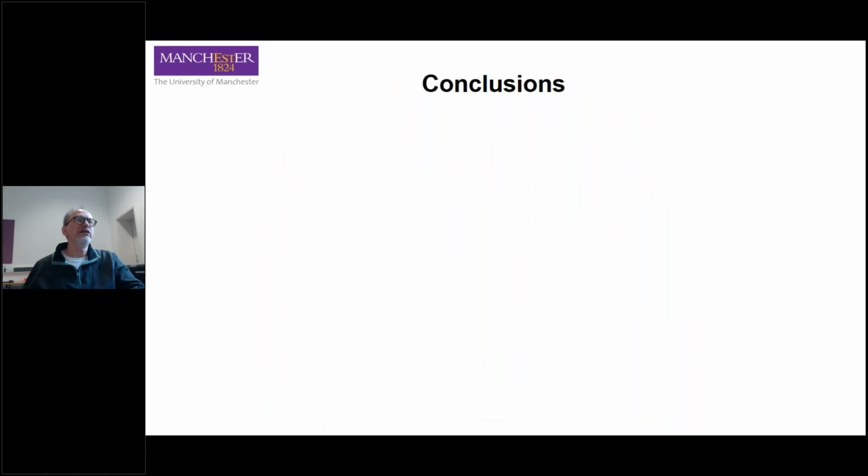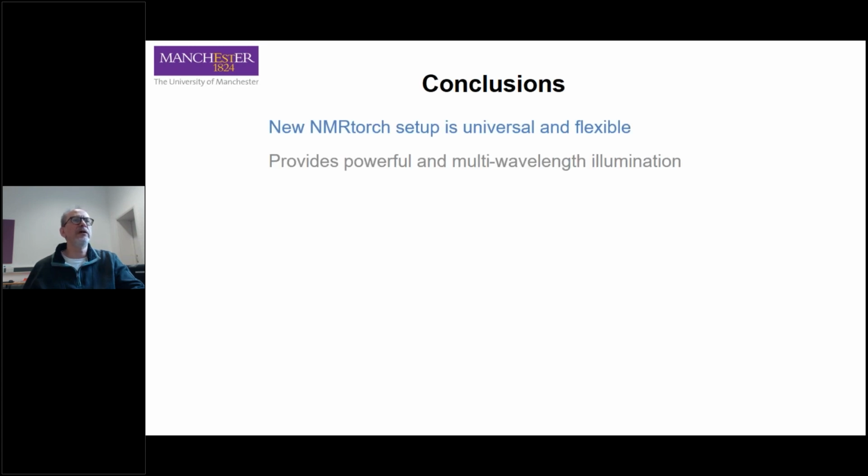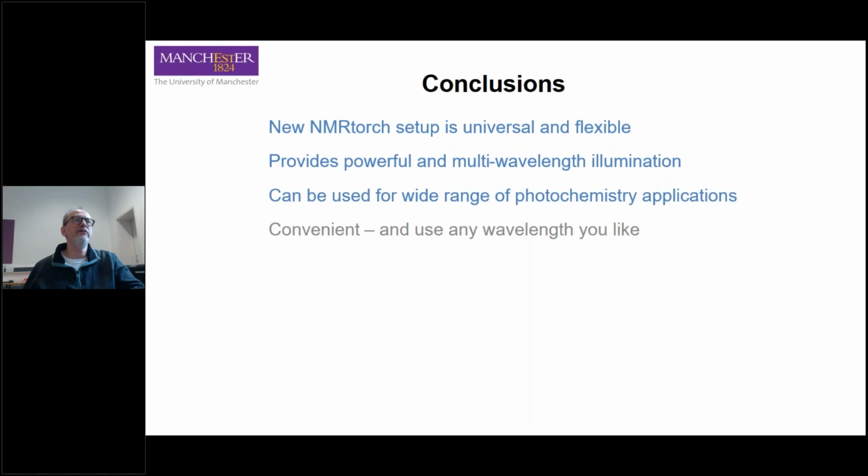As a conclusion, we can say that the new NMR torch setup is universal and flexible. It provides powerful and multi-wavelength illumination. It can be used for a wide range of photochemistry applications. In our experience, it is very convenient to use, with great flexibility in terms of wavelength choice. You can stick any LED there.